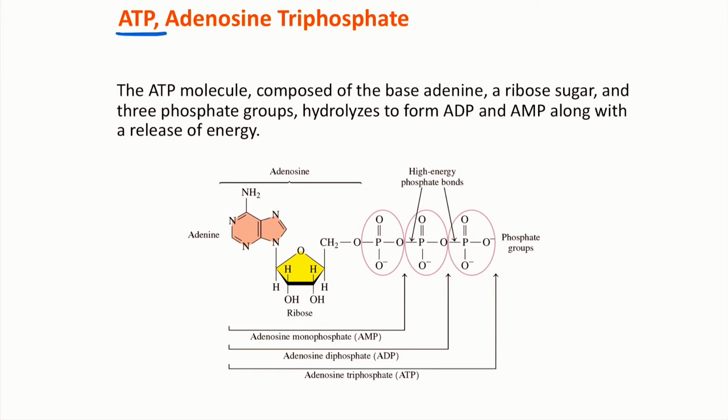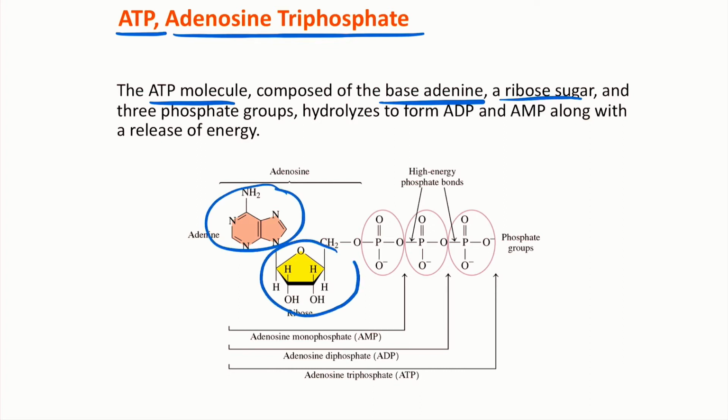First molecule is ATP, the short form for adenosine triphosphate. The ATP molecule consists of a base, adenine. Notice that the base here is adenine. You have a ribose sugar. Notice this is an RNA molecule, so it contains a ribose sugar. And you have 3 phosphate groups. So these are the 3 phosphate groups.